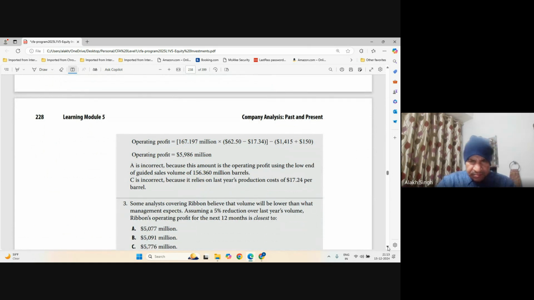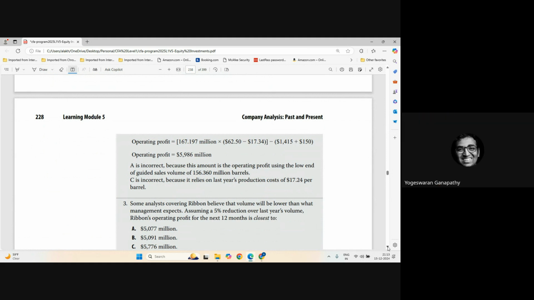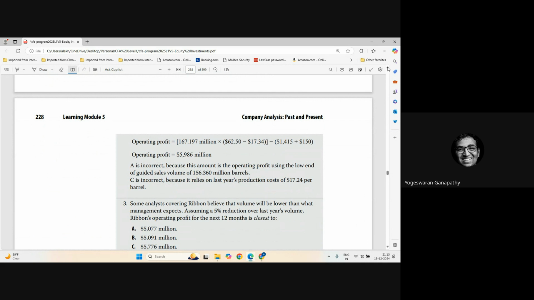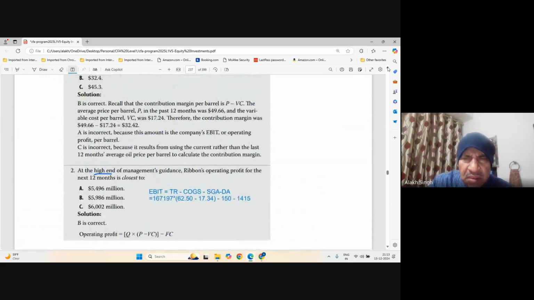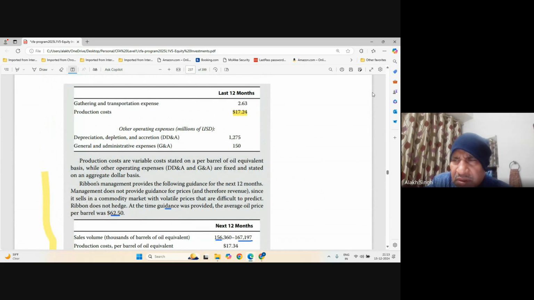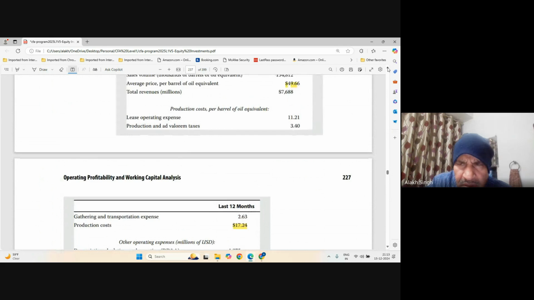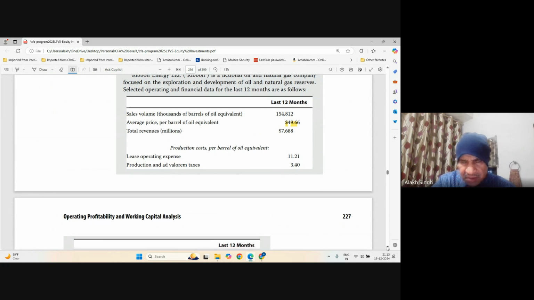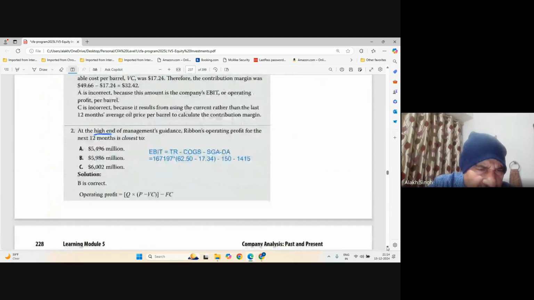Question number 4. Some analysts covering Ribbon believe that volume will be lower than what management expects, assuming a 5% reduction over last year's volume. Ribbon's operating profit for the next 12 months is projected to be... So a 5% reduction over last year's volume. So what was last year? Only Q we have to reduce. So how much will be the Q? Last year volume was how much? It was 154 something. Yeah, very good. So times 0.95 and you will get the answer. So leave it. You are conceptually correct.